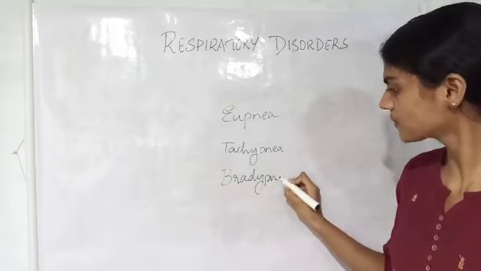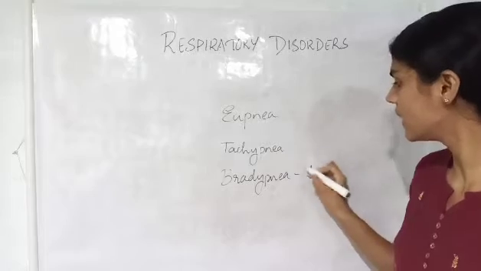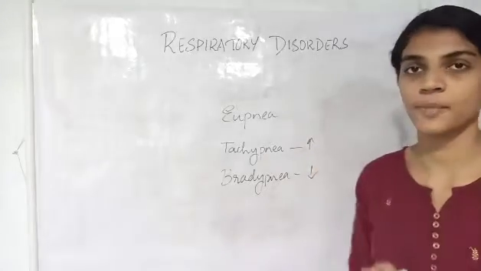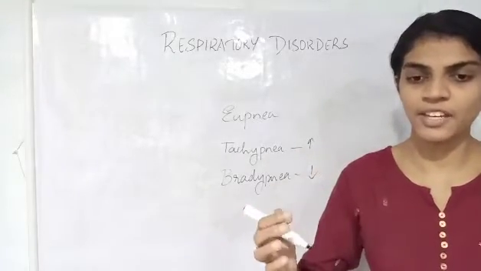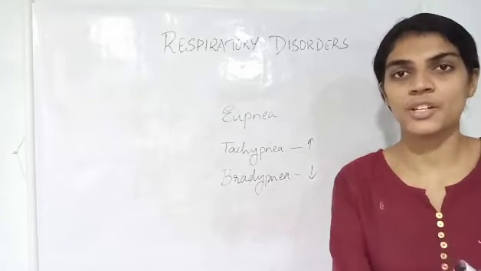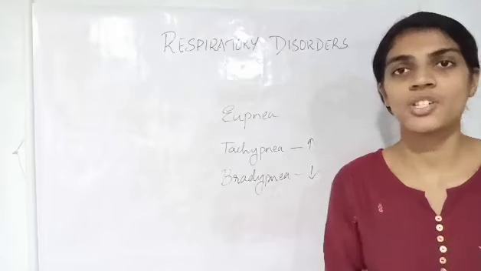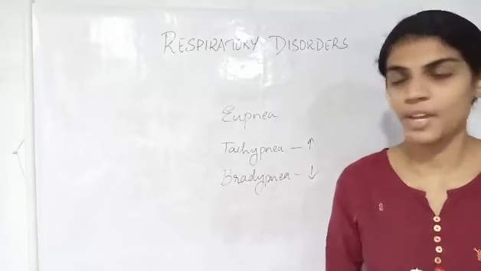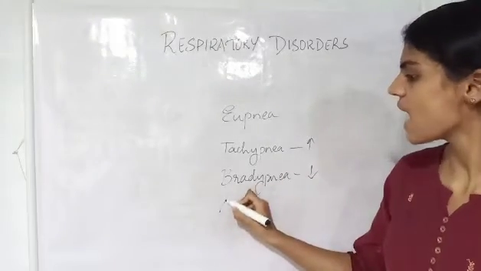and the opposite condition also you can see, that is bradypnea. Bradypnea is the decrease in the rate of respiration. If the person is having a mild and decreased rate of respiration, such a condition is known as bradypnea. And the third condition is apnea.